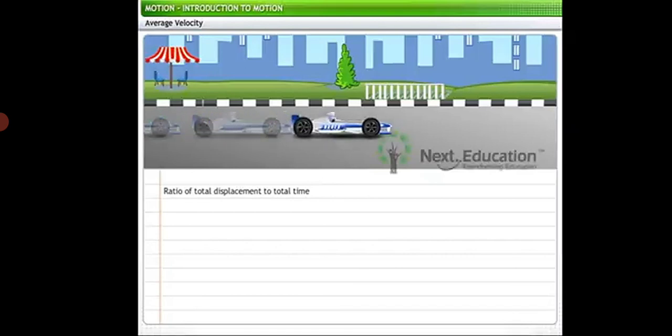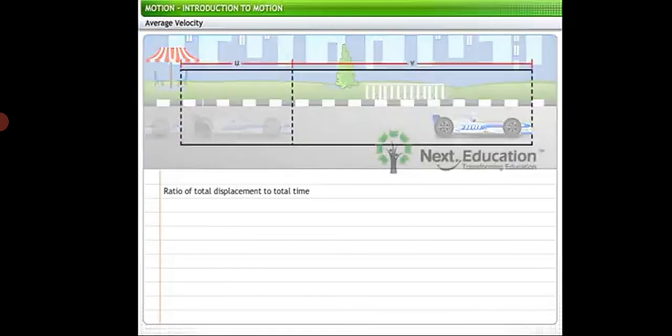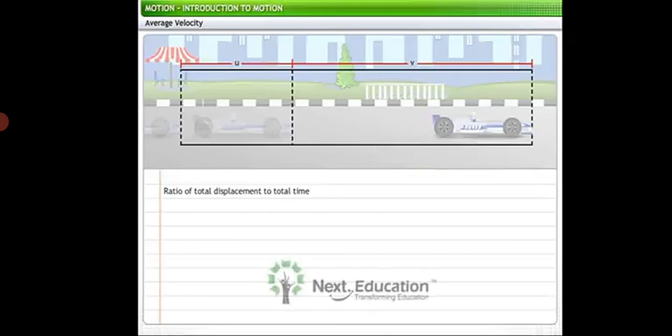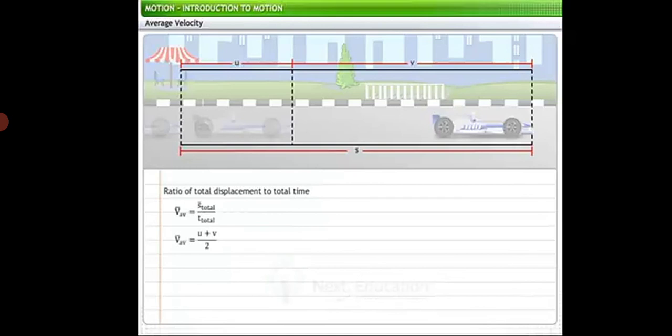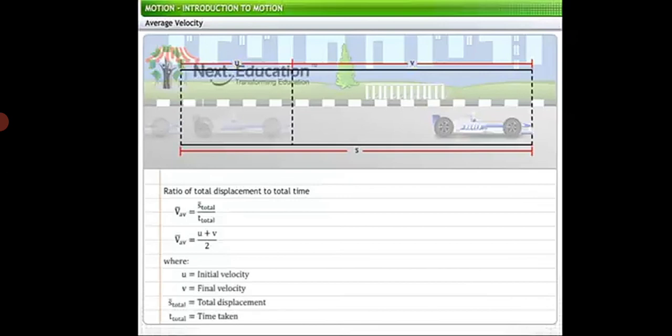When a body is moving with variable velocity for a total time taken t, and u and v are the magnitudes of its initial and final velocities, during which it has a total displacement s, the average velocity of the body is the average of u and v, that is, half of the sum of the initial and final velocities.